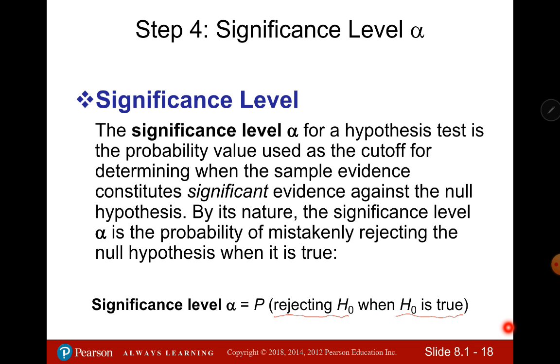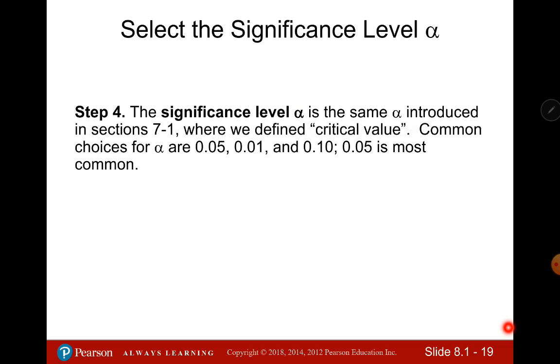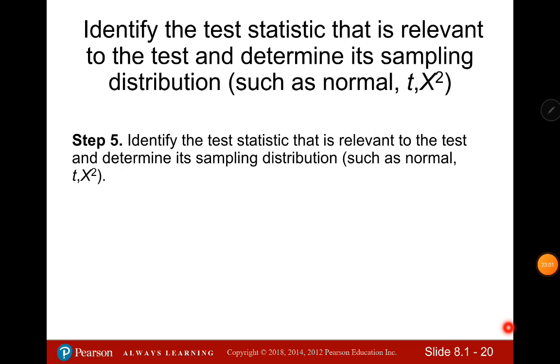We use alpha to represent the probability of mistakenly rejecting the true null. So this is called the type 1 error. And this alpha level is given by the question. The question will tell you what the alpha level is. If it doesn't give you the alpha level, we use the default alpha level, 5%, 0.05. Common choices are 0.05, 0.01. I would say the default value will be 0.05.